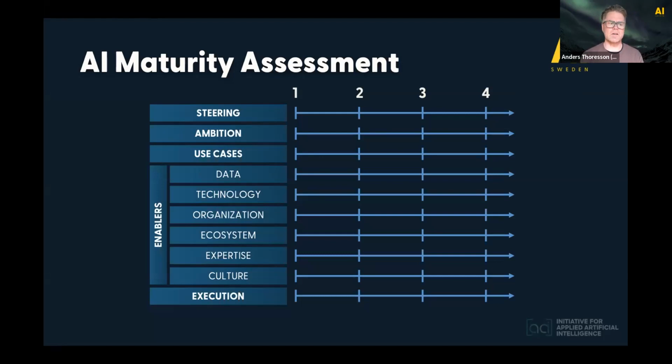And these dimensions are steering, its ambition, its use cases, where should we really put AI to use. Then we have a set of 6 enablers. These are data and technology that we have already spent some time on, but it's also how do you organize your organization.